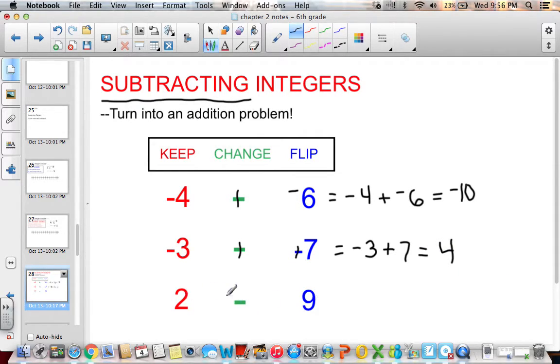2 minus 9, 2 plus negative 9. Keep the 2, change to addition, flip to negative. 2 plus negative 9, we're going to rewrite it, so please get in the habit of rewriting it so you can see your new equation. 2 plus negative 9, I start at positive 2, but I'm going negative 9, so it takes me 2 to get to 0, and then 7 more to get to negative 9, so it's negative 7. Or 9 minus 2 is 7, 9 is greater and it's negative, so I keep the negative.